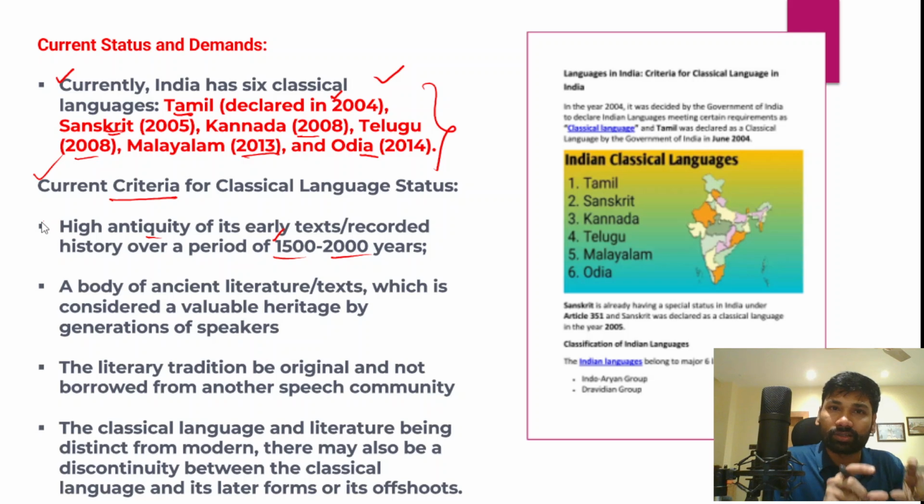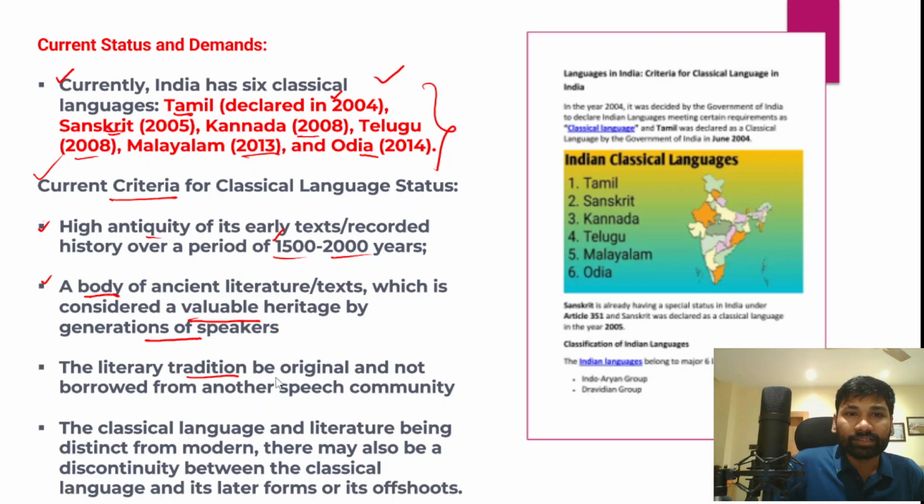This is the first part of the criteria. And secondly, there should be a body of ancient literature and texts that were existing, and that can be considered as valuable heritage by the generations of speakers. So this would be the second point in the criteria to be recognized as a classical language.